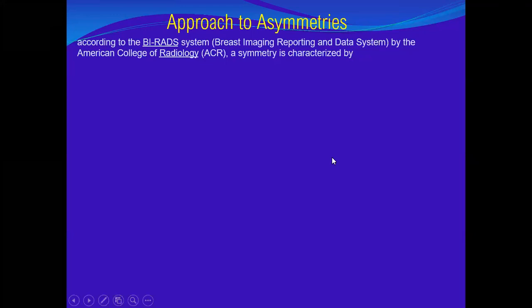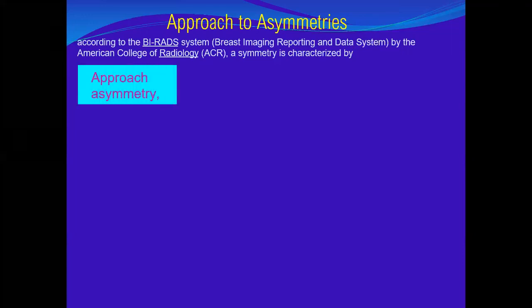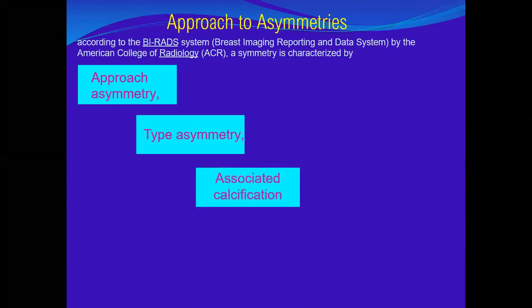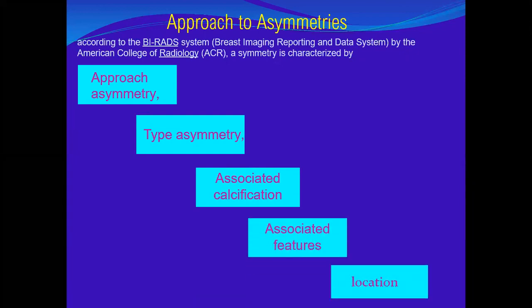I think also associated features. Excellent, associated features. So how to approach it? First, we would like to define whether there is asymmetry or not. First of all, define there is asymmetry in this mammography, then what type of asymmetry it is. Is it asymmetry? Is it focal? Is it developing? Is it global? Any associated calcifications, any associated other features, and the location of asymmetry.